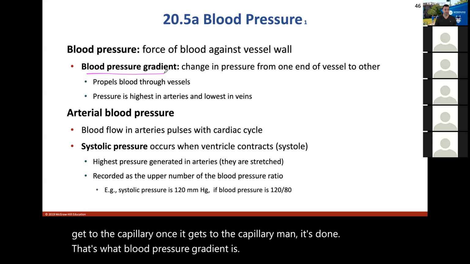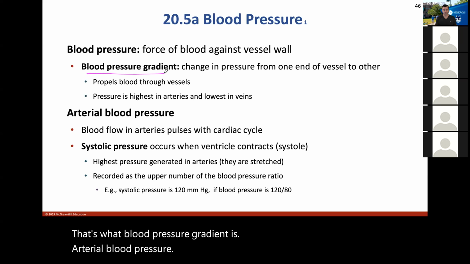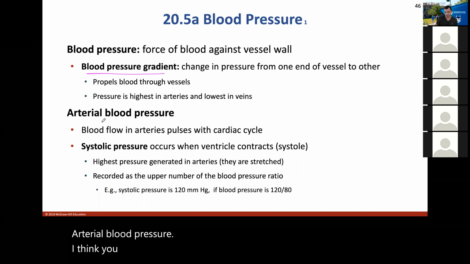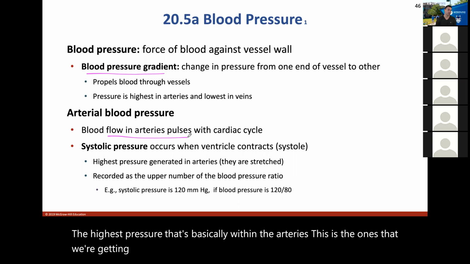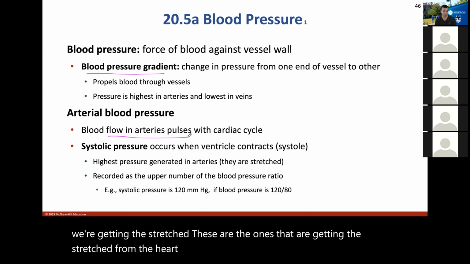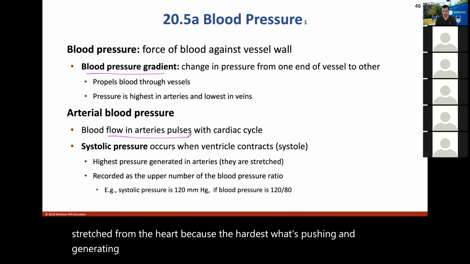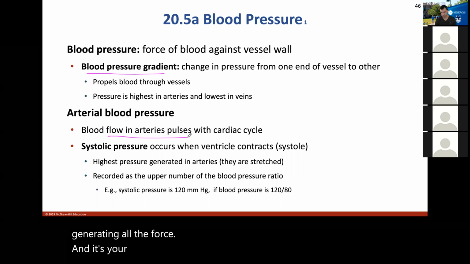Arterial blood pressure, I think you know. I mean, it's just check the pulse. It's the highest pressure that's basically within the arteries. These are the ones that are getting stretched from the heart, because the heart is what's pushing and generating all the force. And it's your upper number, right? It's your 120 millimeters of mercury.